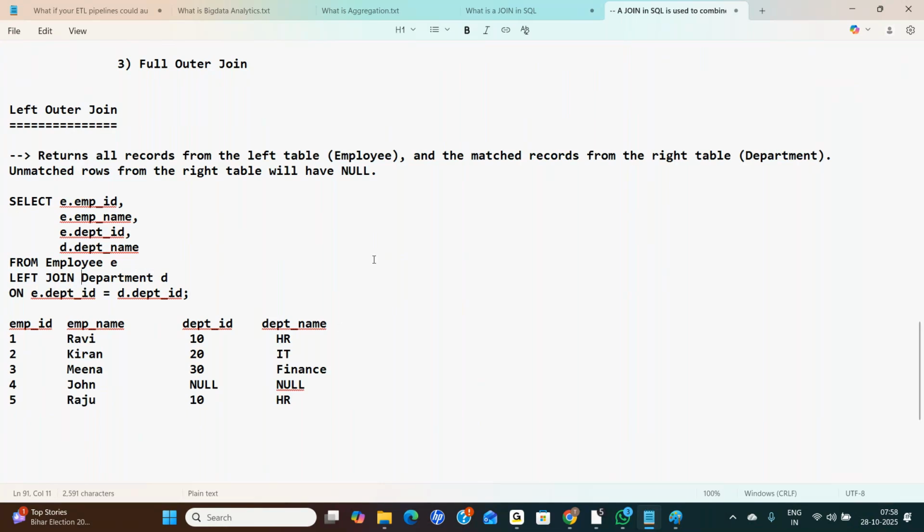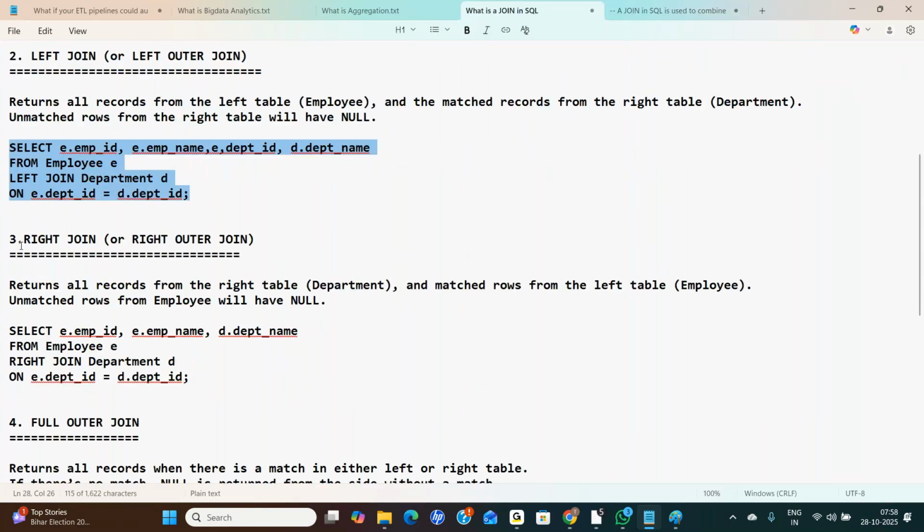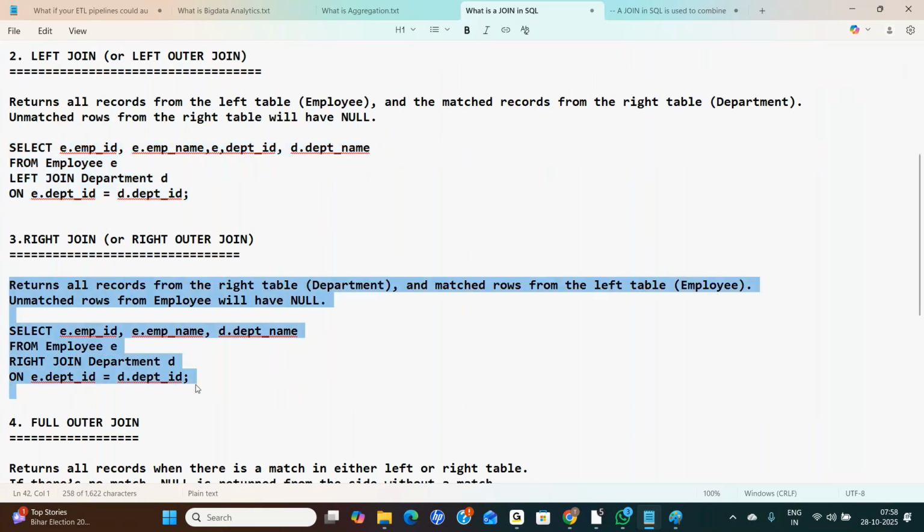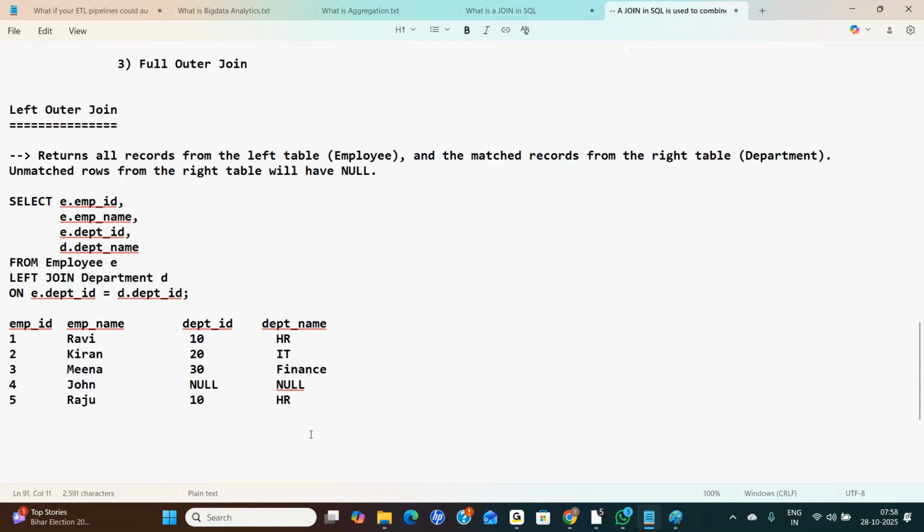In the same way, you have one more join, right join. What is a right join? As per this, what is a right outer join? Matched inner join records plus unmatched data from the right table, which are not matching with the left. Very good. Right outer join returns all the rows from the right table, yes, all the rows from the right table.